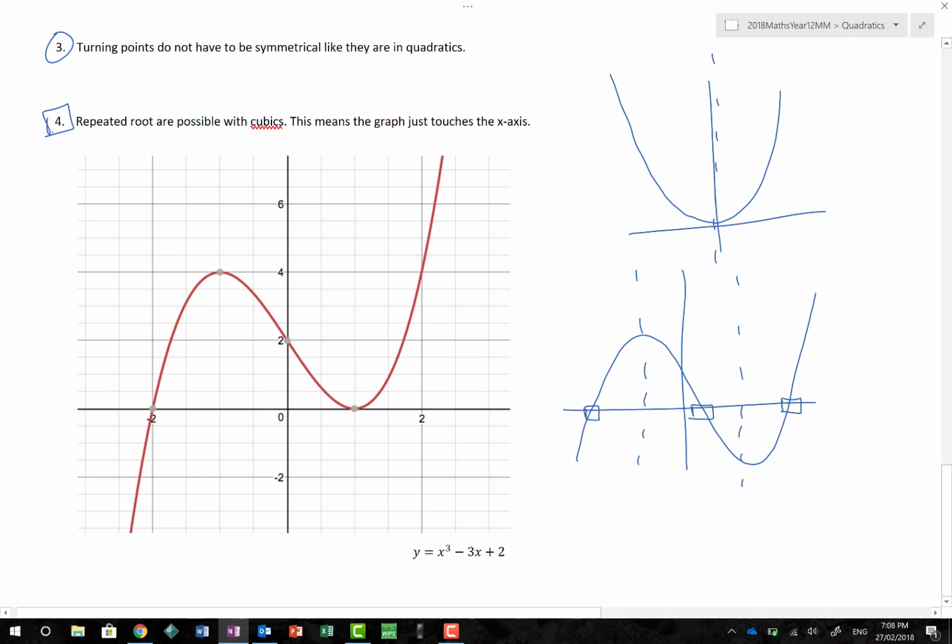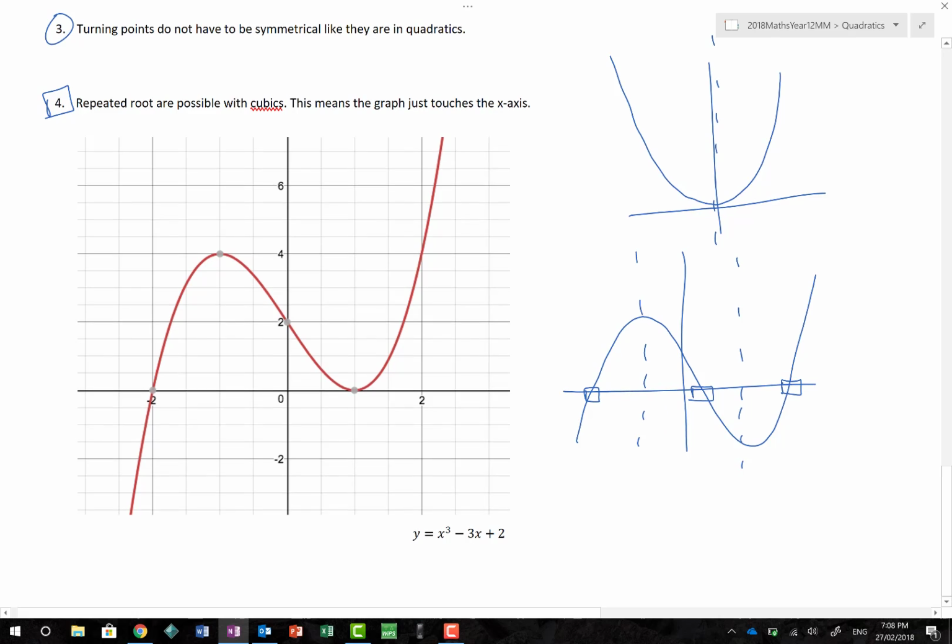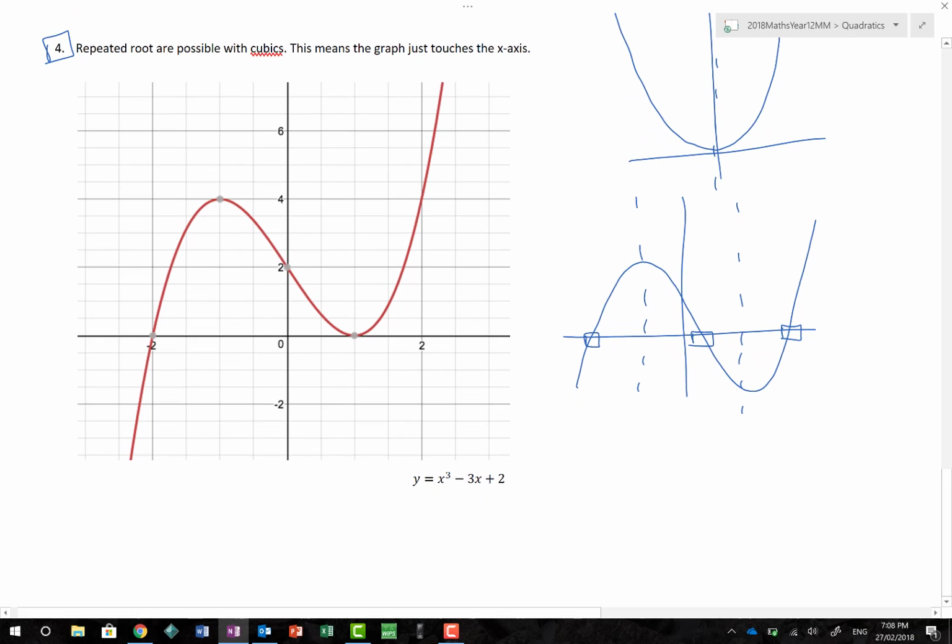And number 4, really important, repeated roots are possible with cubics. It means the graph just touches the x-axis at this point. So we have here the equation of the curve y equals x cubed minus 3x plus 2, but we can actually write that in a different form. We can write that in intercept form as y equals x plus 2, where that's minus 2, so it's plus 2 inside a set of brackets. This crosses through at the point 1, so I'm actually going to write x minus 1 squared.